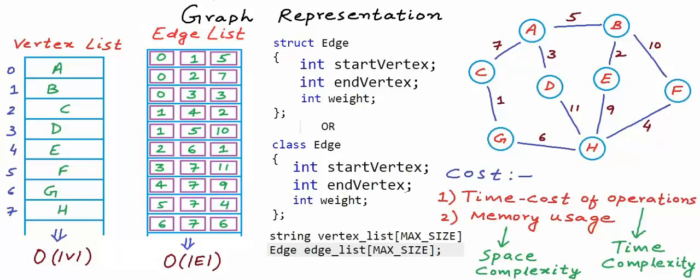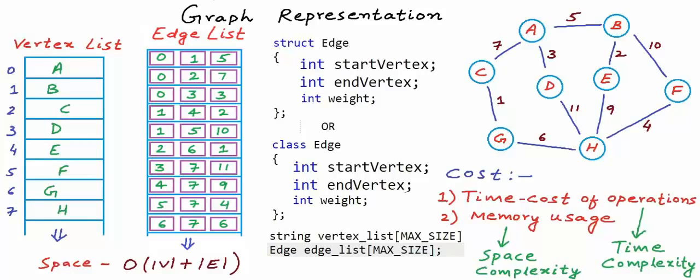Overall space complexity of this design would be big O of number of vertices plus number of edges. Is this memory usage unreasonably high? Well, we cannot do a lot better than this if we want to store a graph in computer's memory. So we are all right in terms of memory usage.